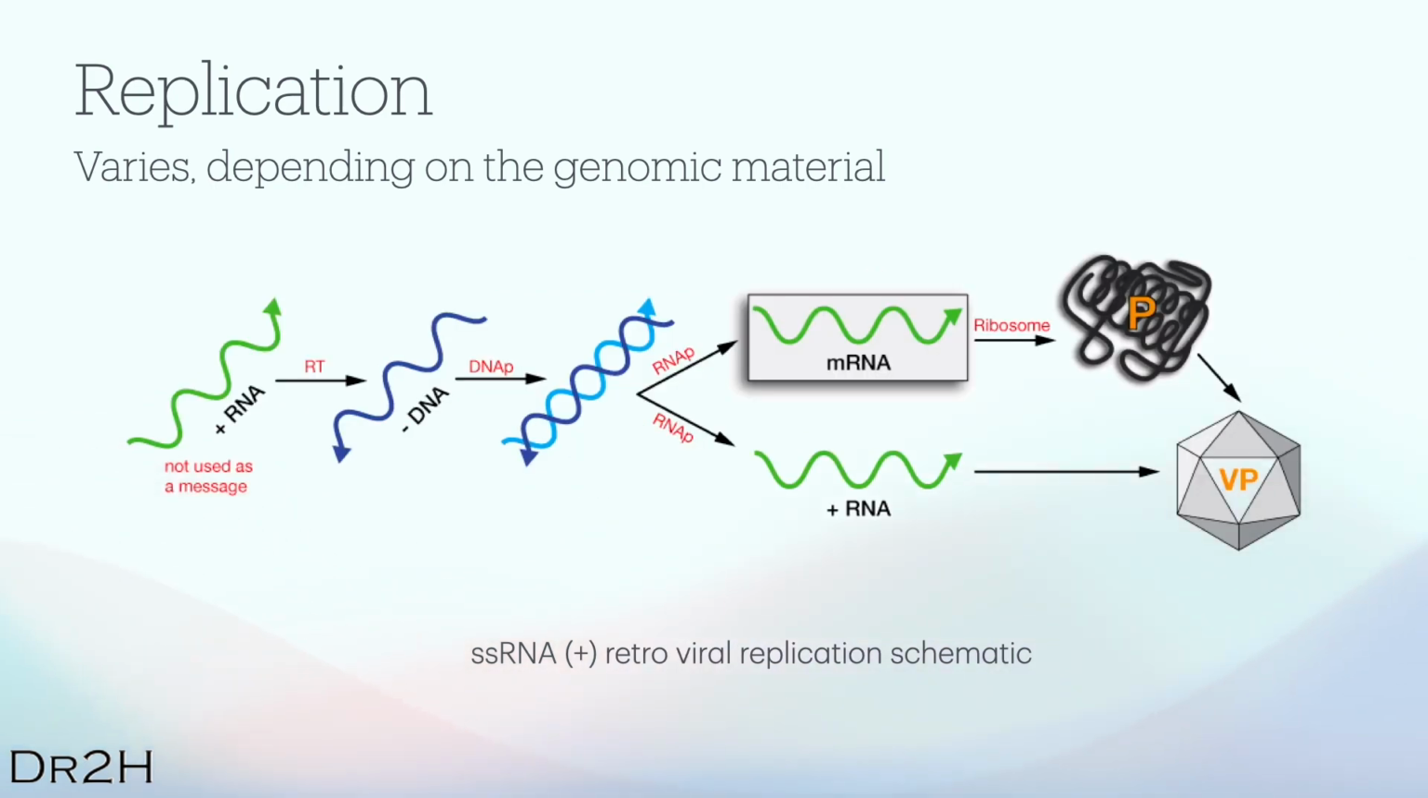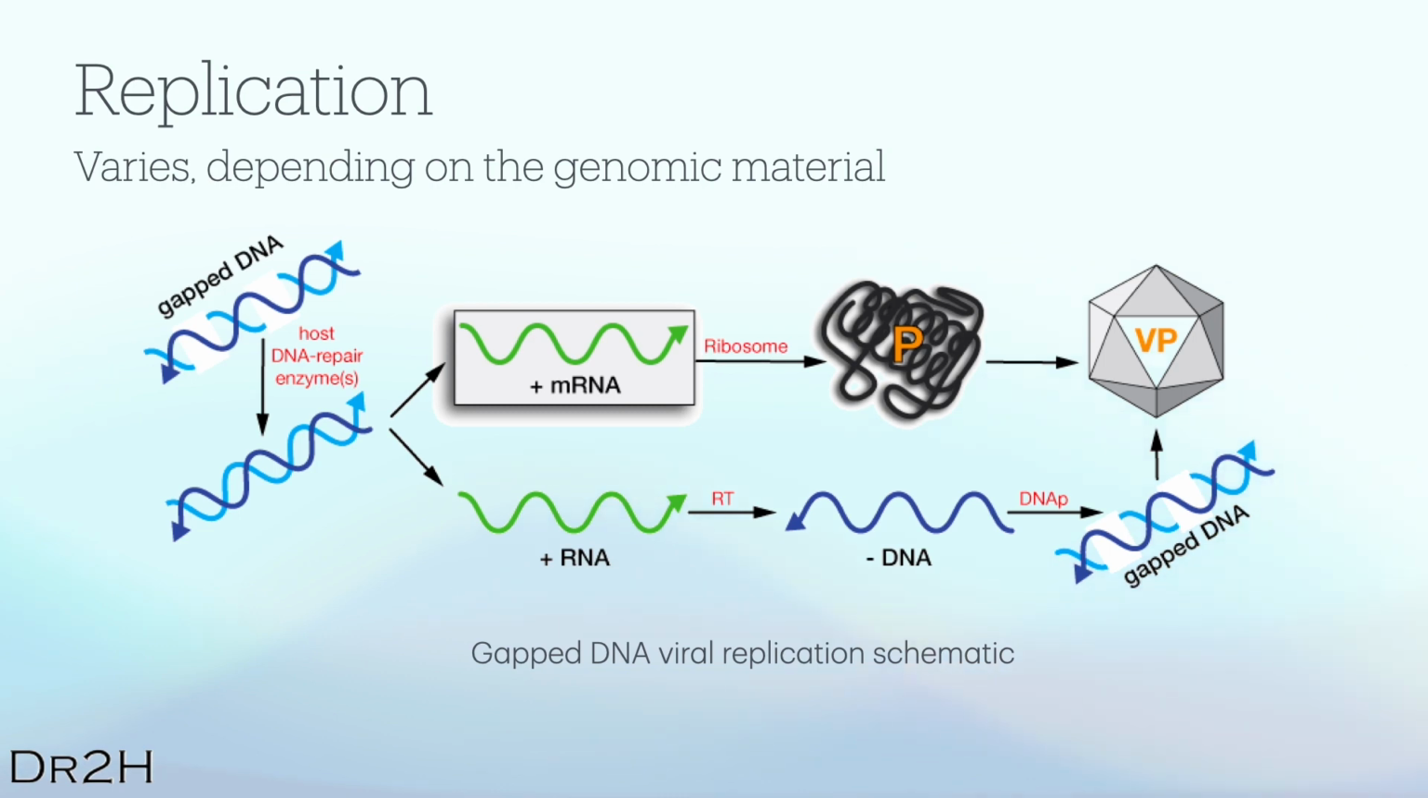The process for single-stranded RNA retroviruses, such as HIV, is more convoluted. The RNA is first reverse transcribed back into single-stranded DNA, then DNA polymerase kicks in to make a double-stranded DNA, and lastly, it is transcribed into positive RNA.